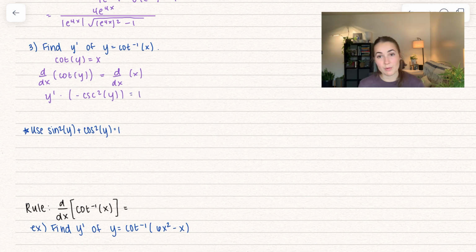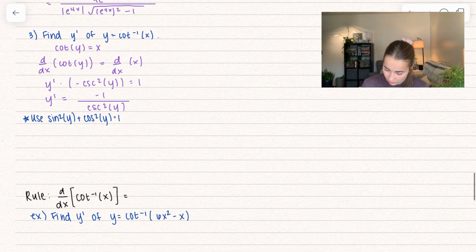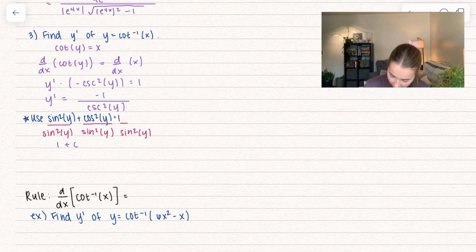So I want to get y prime all by itself. I'm just going to go ahead and divide that whole term over. So I get y prime equals, I'll bring that negative to the numerator, and then we get cosecant squared y in the denominator. So this is what we want to solve for. I want to get that cosecant squared y out of there. So let's go ahead and try to get cotangent. So I know to get cotangent, I want to divide by sine squared, which means I need to divide everything by sine squared. So here I get 1 plus cotangent squared y is equal to cosecant squared of y.